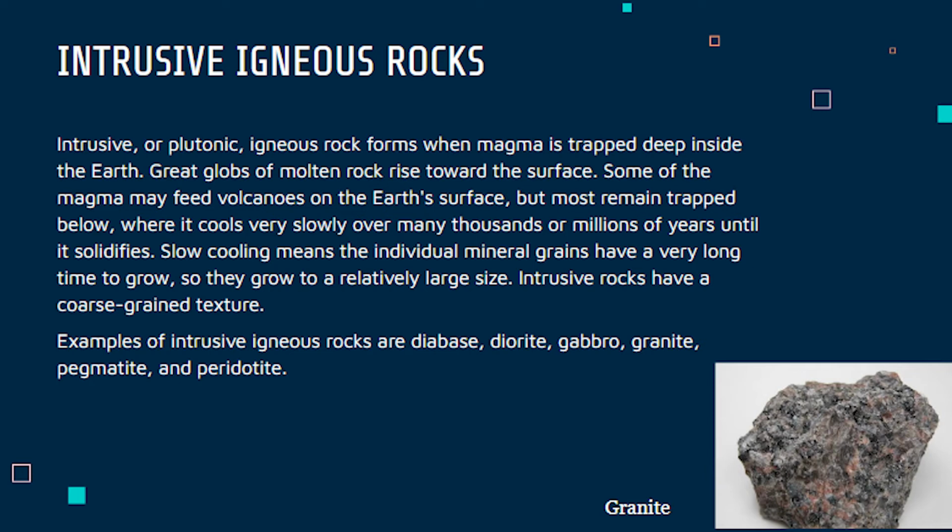So these are rocks that are cooling very slowly, thousands or millions of years. Because they're cooling so slowly, the individual mineral grains have a very long time to grow. Alright, so they're usually very large. Now, some examples of intrusive igneous rocks are diabase, diorite, gabbro, granite, pegmatite, and peridotite. Okay, don't quote me on those, right?